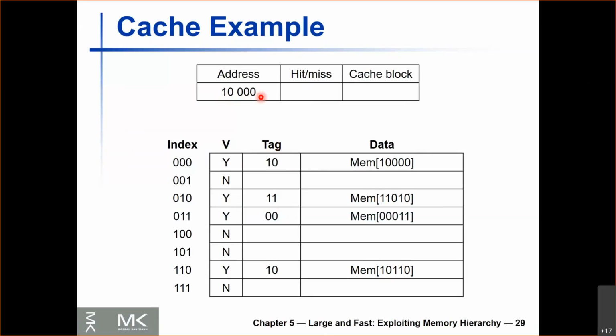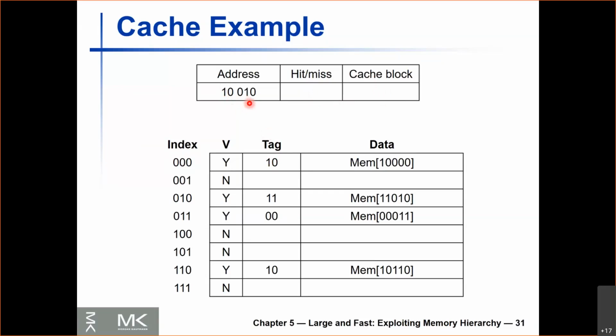What's my index? My index is 000. Do I have a hit or a miss? I have a hit. They have the same tag, so I have a hit. So my index is 000, my cache block, and I have a hit. And now the next access comes along.